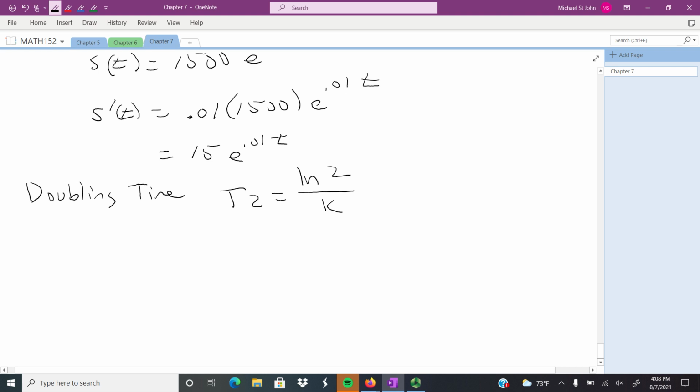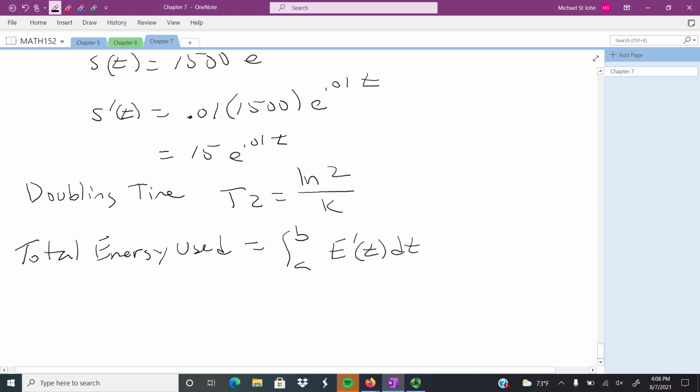Other things they show in this section, they give you this formula for total energy used, which is given by the integral a to b of the derivative of E of t times dt, which is the integral a to b of the power dt. So they give you that one, right?